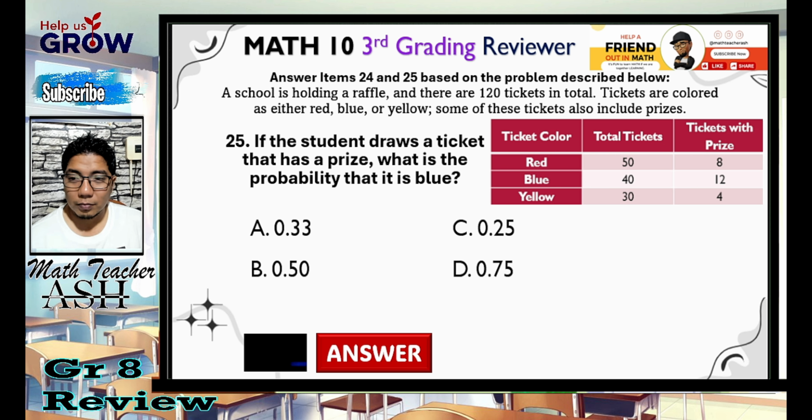Alright, easy, right? Now, let us go to question number 26. The number of ways to choose 4 fruits from a basket is 70. How many fruits are in the basket? Is it A, 8, B, 9, C, 10, or D, 11? I'll give you 5 seconds to think about your answer.